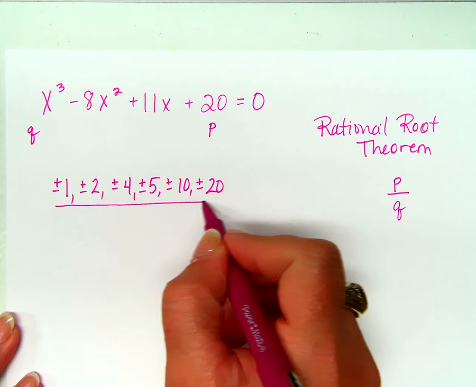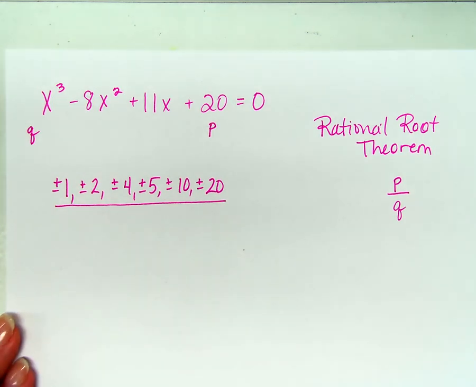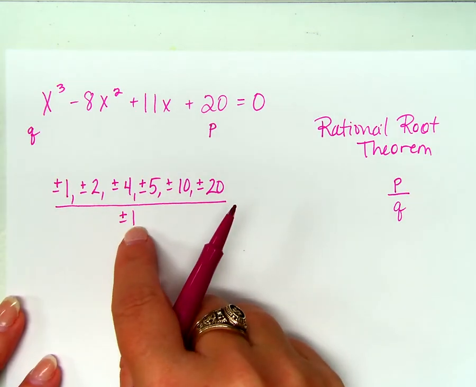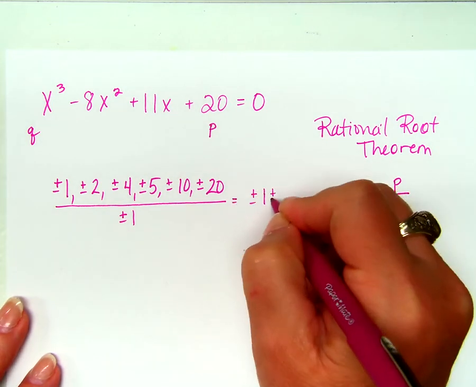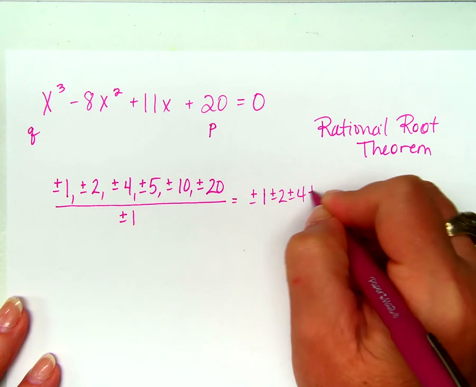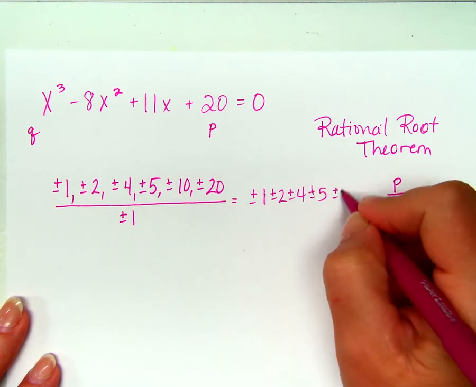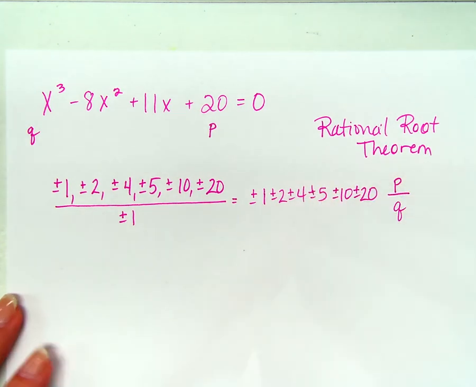Divided by all of the factors of the first number. Well, we kind of lucked out here. What's the first number? 1. Plus or minus 1. So what's anything divided by itself? So I end up with plus or minus 1, 2, 4, 5, 10, and 20. These are the possible numbers that I can get my solutions from.